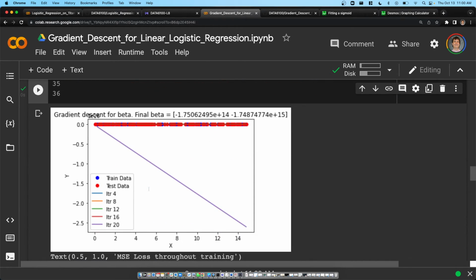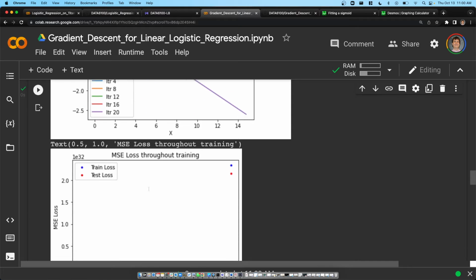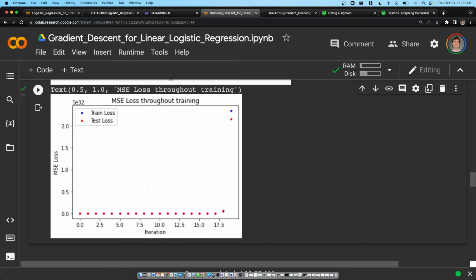Okay, this is what I came up with. That's not very good. It thinks the slope is negative. Here's what the loss function looks like. And look, it actually blew up after iteration 18. So the loss function was close to 0, and then it just skyrocketed. This is 1 times e to the 32. So the loss went crazy.